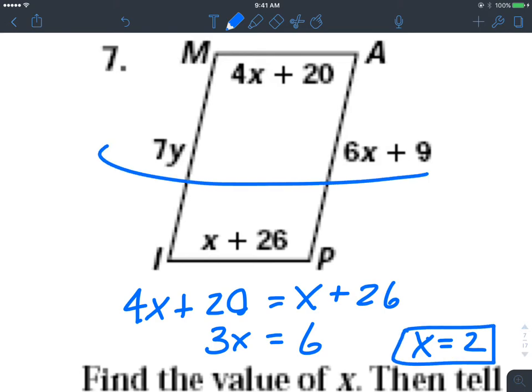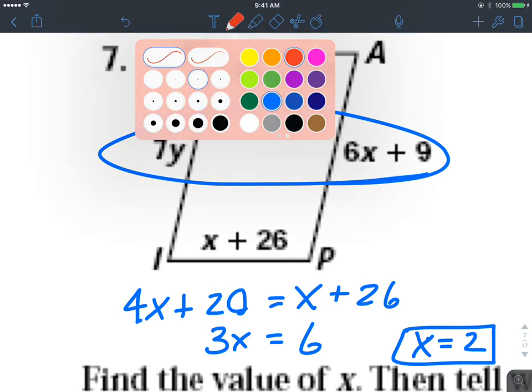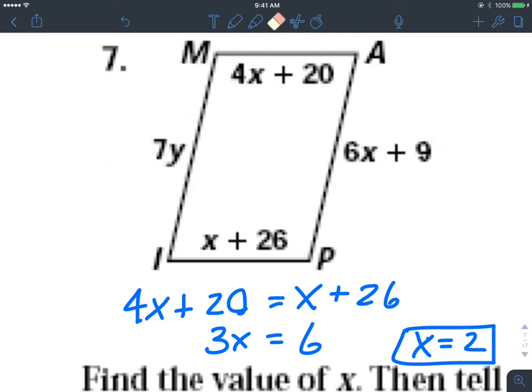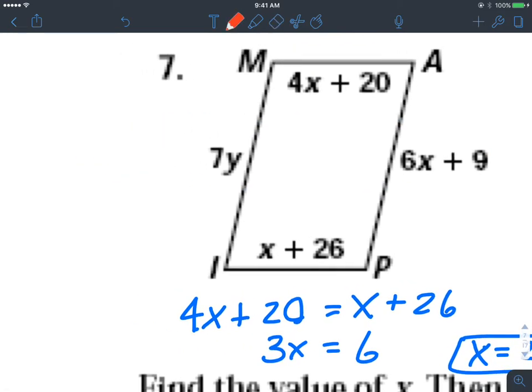Okay. Now, if you try to set these sides equal to each other, notice that they have different variables. So if you initially did that, you're not going to be able to do a whole lot. So what I'm going to do now is I'm going to say 7y equals 6x. But instead of x, we know what x is. We just got x was equal to 2. So I'm going to plug in 2 right there. Whoops.